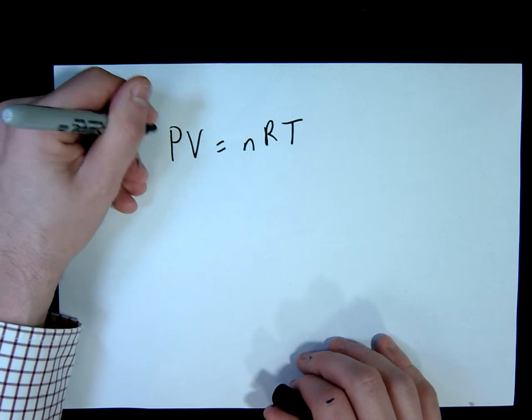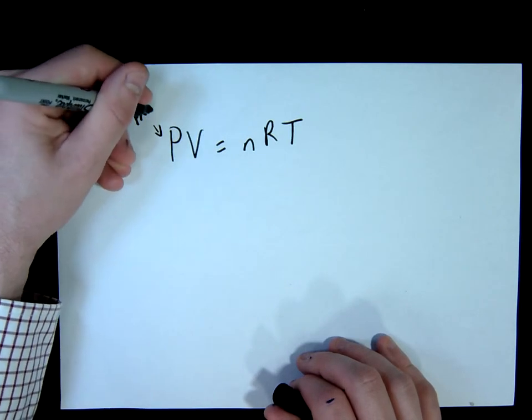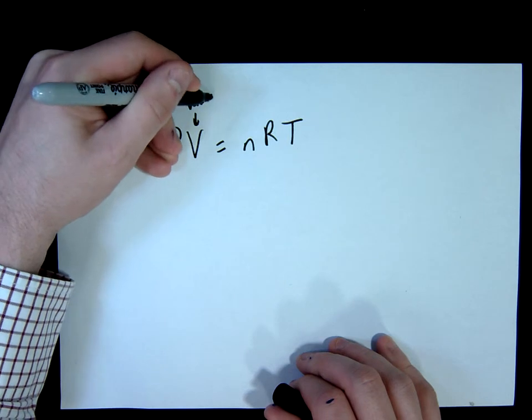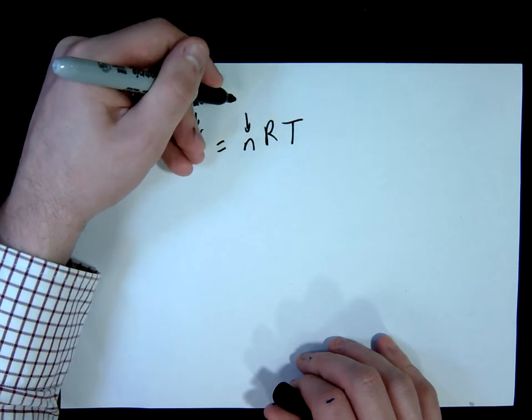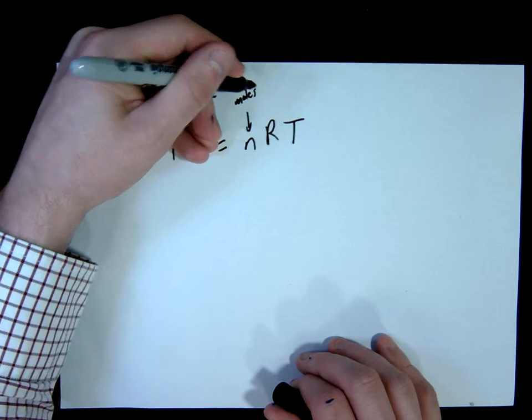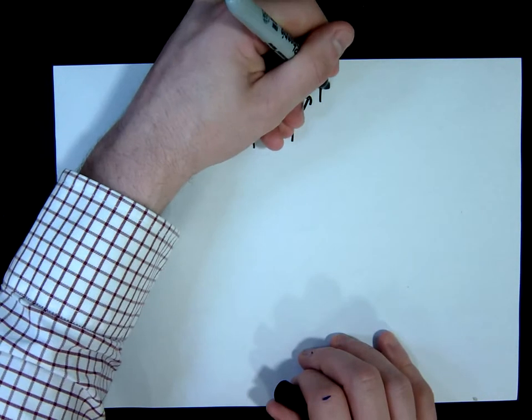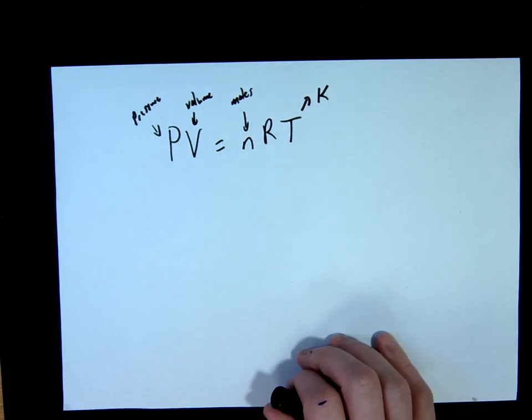You may know that this is your pressure. This is your volume. This is the moles. Hopefully you're familiar with that one. This is the temperature, and it's always in Kelvin. Okay, so make sure that's always in Kelvin.